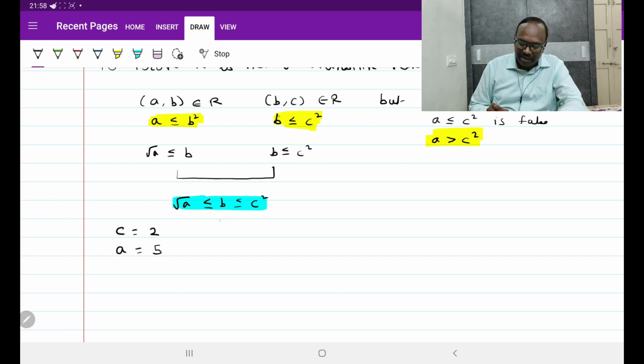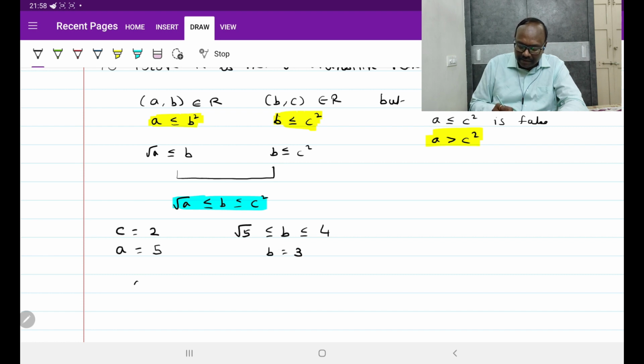Now the value of B should lie between root A and C square. So root A, which is root 5, is less than or equal to B square. So B we don't know, and less than or equal to C square, which is 4. So I can choose a value of B less than 4 and greater than root 5. So B can be equal to 3.